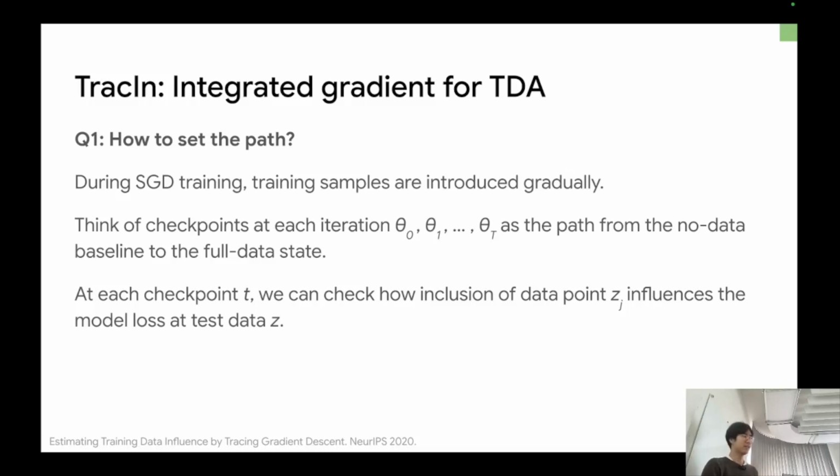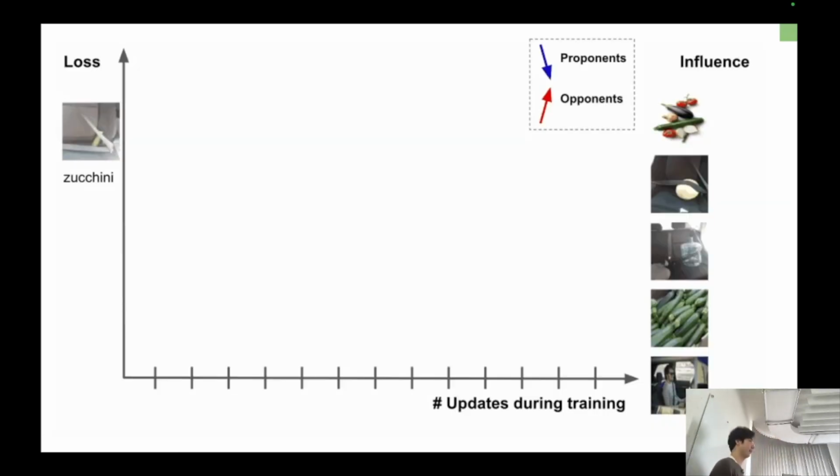At each checkpoint, you can take a look at how the loss value is computed for this particular test sample of interest. That gives you a trajectory of how the loss value changes along the path of training. I'm going to give you an illustration to make things more visible. Let's say eventually you're interested in this image here, which is a seat belt put on top of a zucchini.